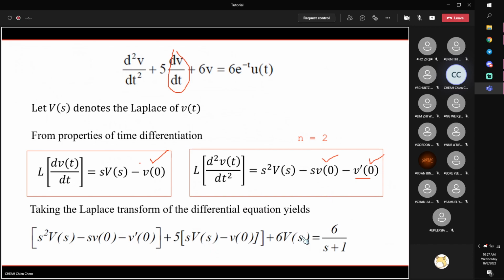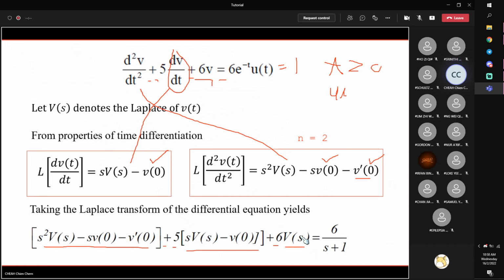Okay, then by putting this into here and putting this into here, we transform the differentiations of v with respect to time 2 times into this. The linearity property, plus 6 dv/dt, plus 6Vs minus initial condition, linearity property, plus 6Vs equals, now don't get confused by this one, just put it equal to 1, because the Laplace transformation is for t greater than 0. u(t) is equal to 1 for t greater than 0. Then it's just this exponential term.